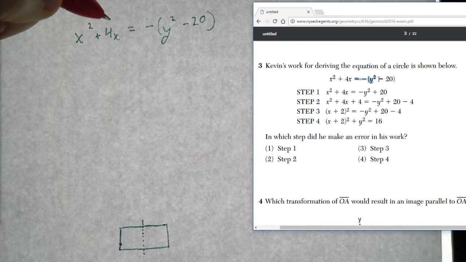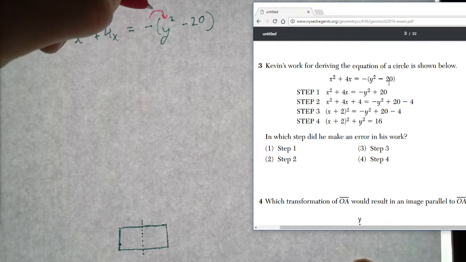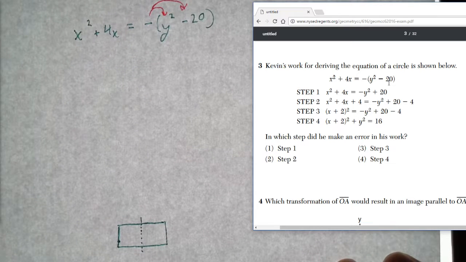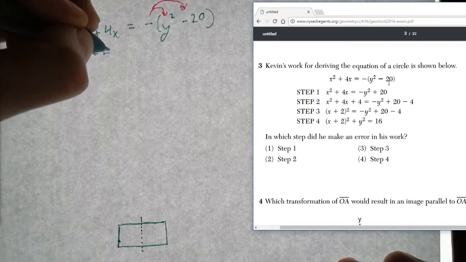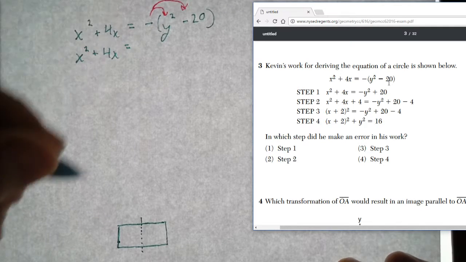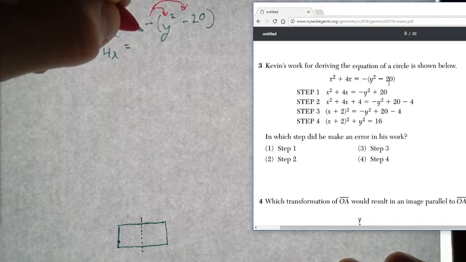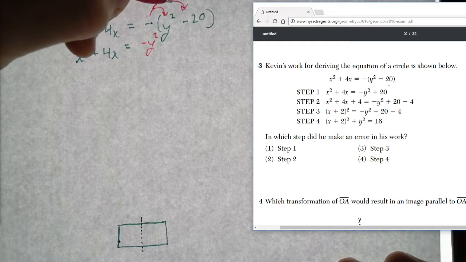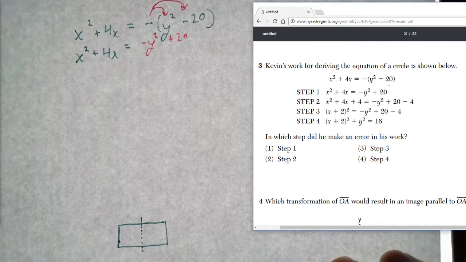He's distributing this negative sign over here to the parentheses there. So I'm going to distribute this negative sign to the y squared and the negative 20. I'll keep in blue what I have is staying the same. So x squared plus 4x equals, and whatever changed, I'll put in red. So the negative switches to negative y squared. The negative to the negative 20 should become positive 20.